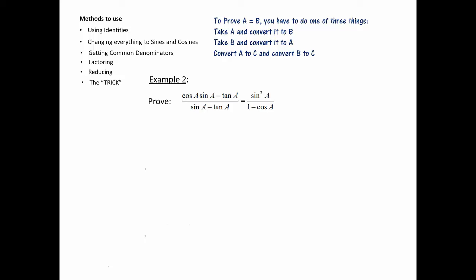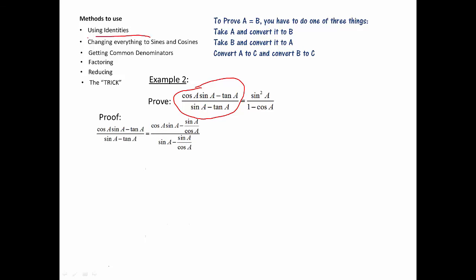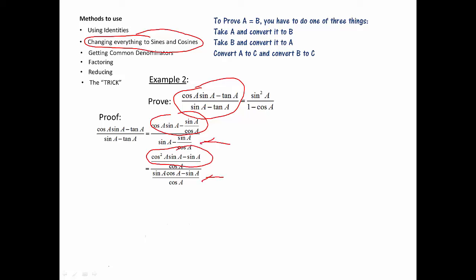So let's look at another example. This definitely looks like the ugliest side, so let's start there. I'm going to go ahead and change everything to sines and cosines first because I don't see any identities necessarily. And when I get common denominators on the top and the bottom, there's the numerator, and then I have to do the denominator too. I end up with a big, huge division problem. And when I do that division problem, flip the denominator and multiply, I end up with this lovely thing right there. Now what to do next?